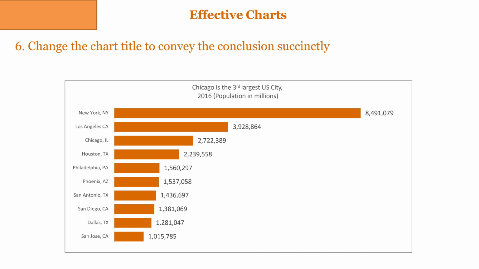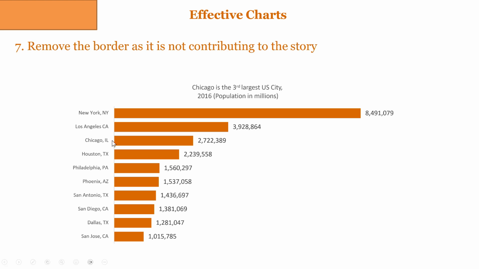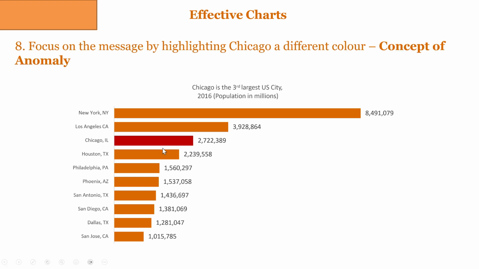We remove the borders because the borders do not contribute anything. Then we focus on the message by highlighting Chicago in a different color. So we use the concept of anomaly to spotlight. One key thing you notice is that, yes, we are using the concept of anomaly, but we are not using a different color. We are just using a deeper shade of orange to do what we are doing.